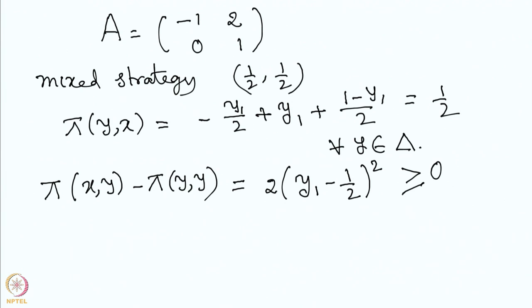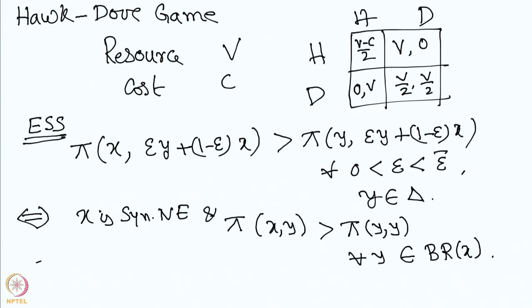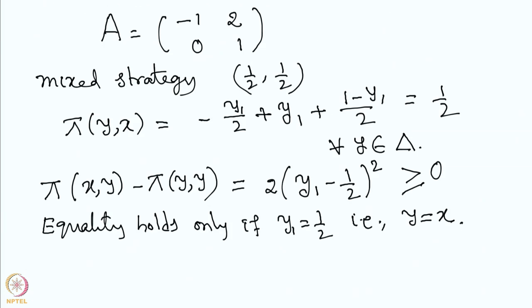Here the equality holds only if y1 is equal to half. That means y and x are one and the same. If y and x are the same, then this particular thing is going to be equal to 0, otherwise this is strictly greater than 0. Now, this implies the second condition of the theorem that we have proved in the previous session.